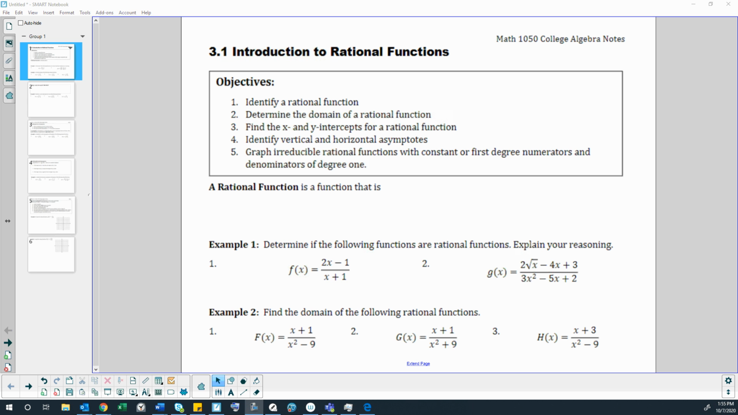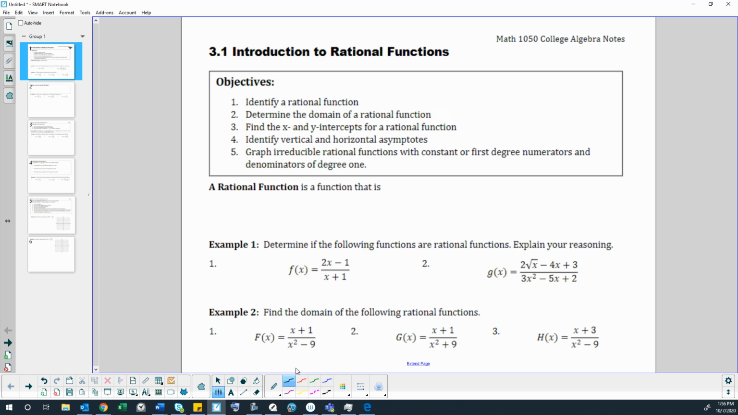Chapter 3, Section 1, Rational Functions. So in this section we'll be identifying what a rational function is, finding its domain, finding any x and y intercepts, identifying vertical and horizontal asymptotes, and then graphing functions. Well, we'll graph some of them, let's put it that way. Other harder ones we will graph in Section 2.